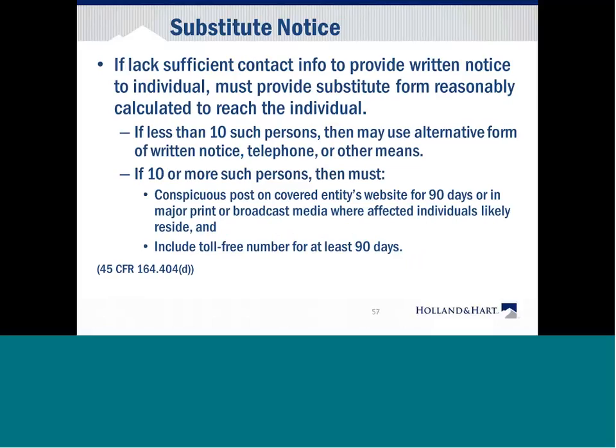What about if you don't know where the person lives anymore? Well, if you lack sufficient contact information to provide written notice to the individual, you must provide a substitute form reasonably calculated to reach the individual. The type of form depends upon the number of persons for whom you don't have reasonable contact information. If there's less than 10 such persons, then you may use an alternative form of written notice like telephone or other means. If there's 10 or more such persons, then you've got to post conspicuously on your covered entity website the required notice for 90 days, or post it in the major print or broadcast media where the affected individuals are likely to reside, and you've also got to include a toll-free number for at least 90 days.